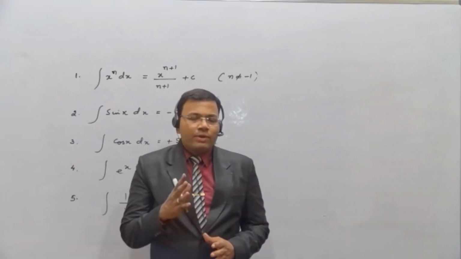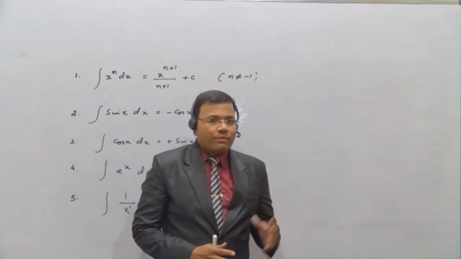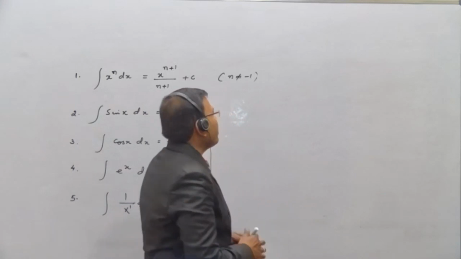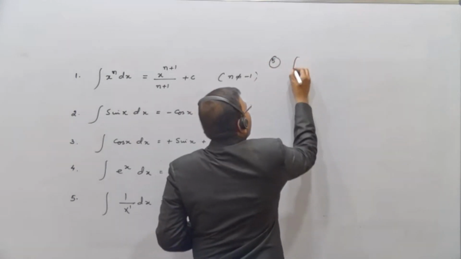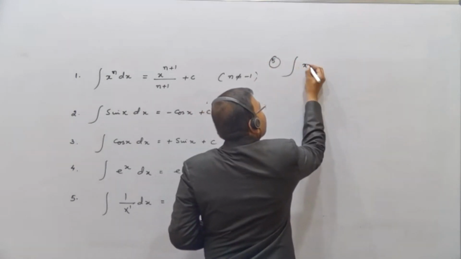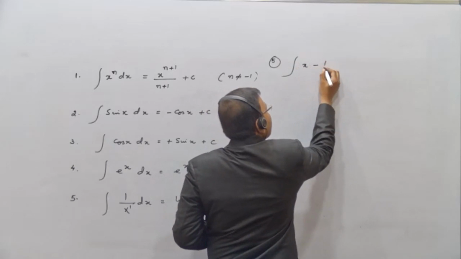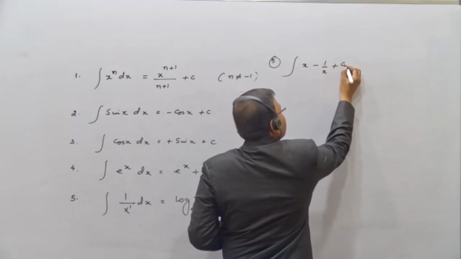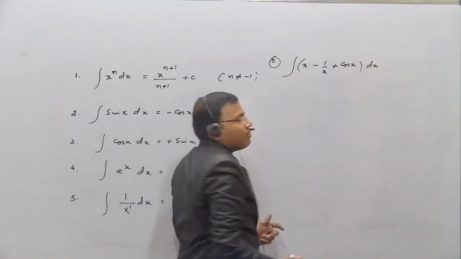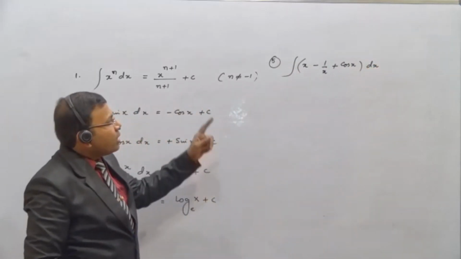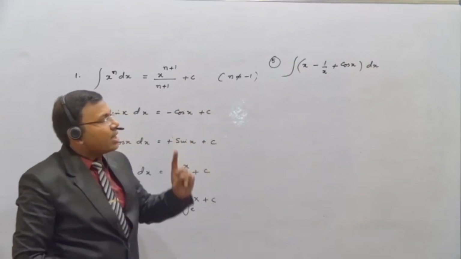Now students, we'll continue doing the problems we can expect. So here the fifth one. 4 questions we have done. The fifth one I'm solving. Integration of x minus 1 by x plus cos x. This is the function I'm giving. Just I'm raising the standard of the question. So here integration of x minus 1 by x plus cos x.